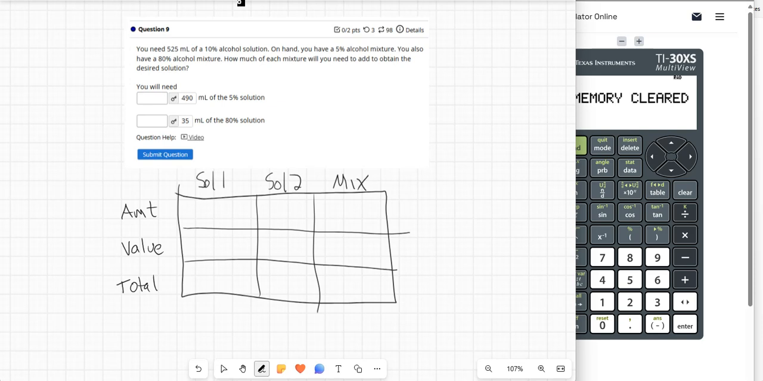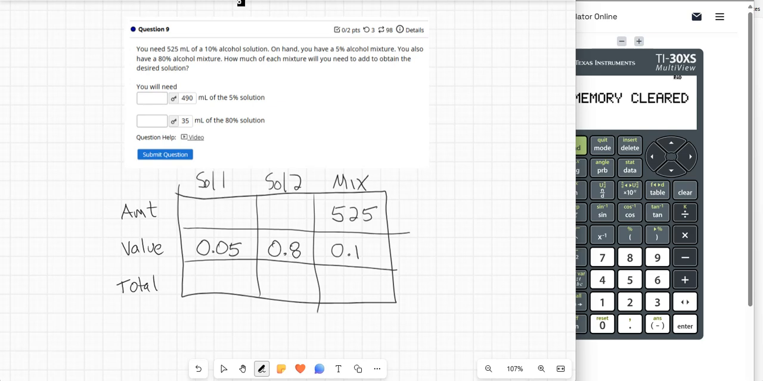All right, so as we're looking through this, it says we need 525 milliliters. So that's the amount of the mixture, so we can put 525 in that spot. Of a 10% alcohol solution, so the mixture's value is 0.1. That is 10% in decimal. On hand, we have a 5% alcohol mixture, so one of the solutions is 5% for its value. I'll use the first one. You also have an 80%, so that would be 0.8.